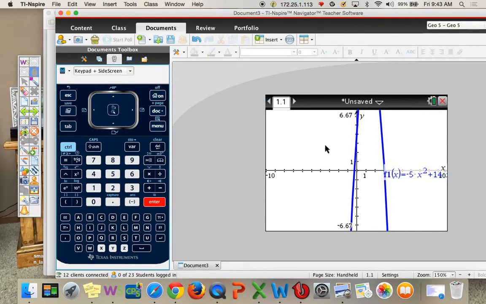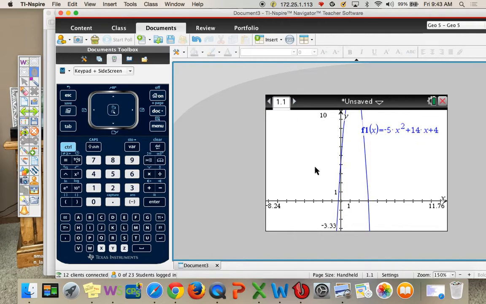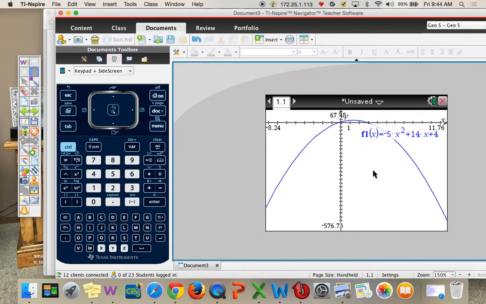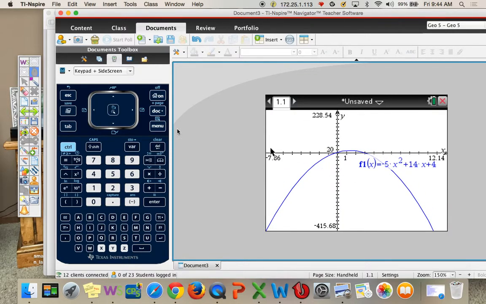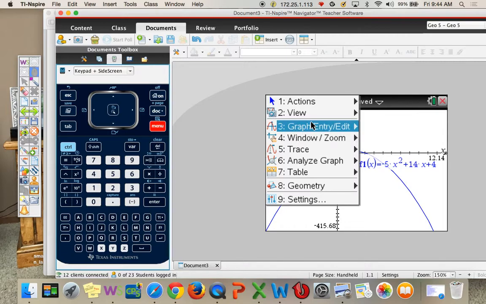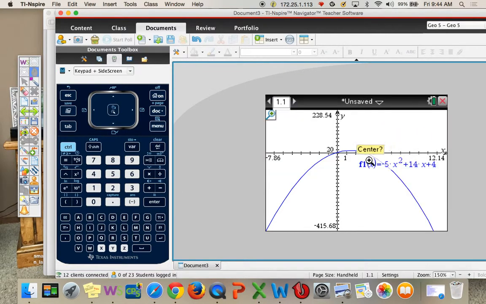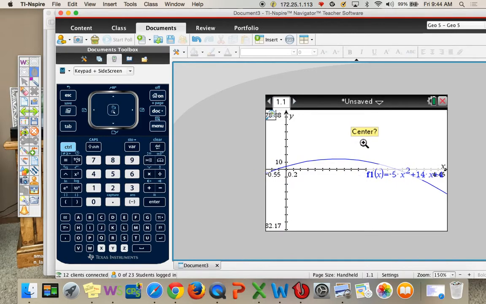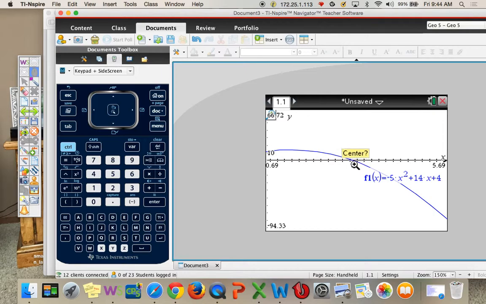So here's a picture of what it looks like. I can move this down here. Let's zoom fit our graph, menu. If we zoom fit it, it looks a little bit better. Actually, let's zoom in. All right, did I type that in right? It was 14x.